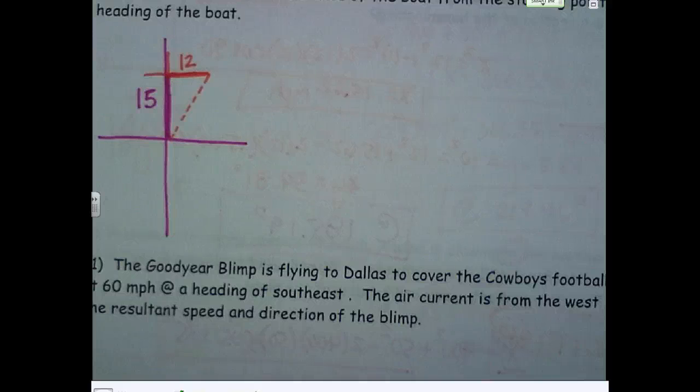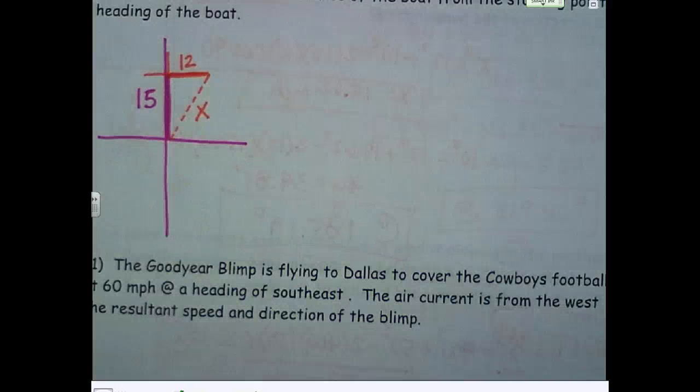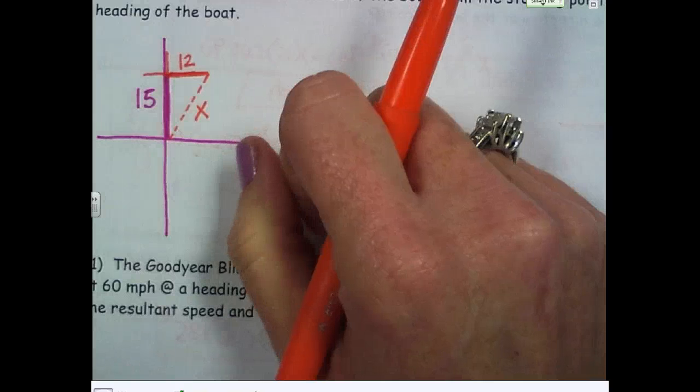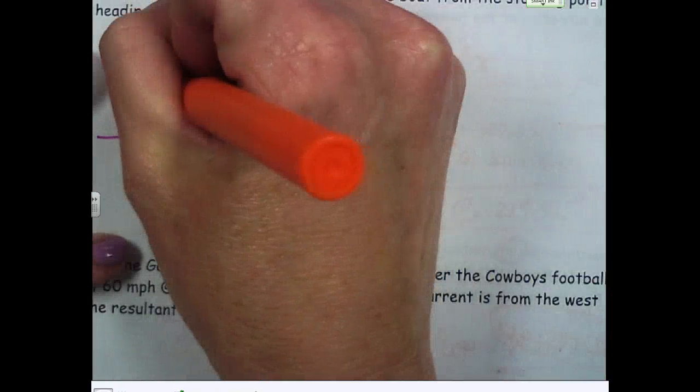Correct? Okay, so to find x, which is our new route right here, I've got the two sides I need. I need also the angle in the middle. What is the angle in the middle of those two sides? Just look at the picture. What is it going to be? A 90-degree angle. So this is 90 degrees.